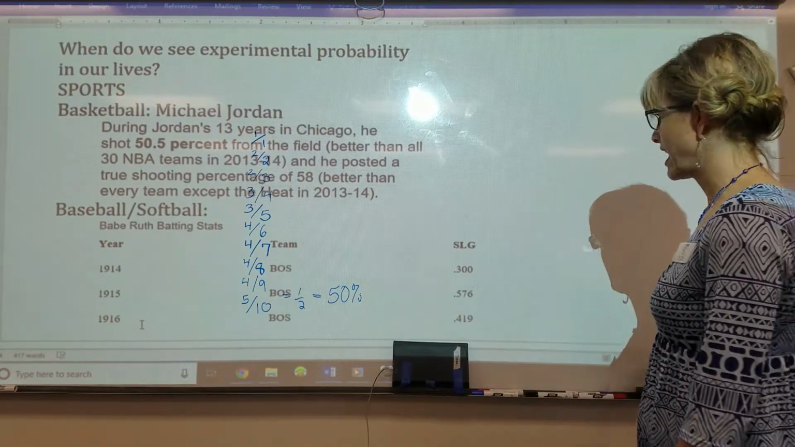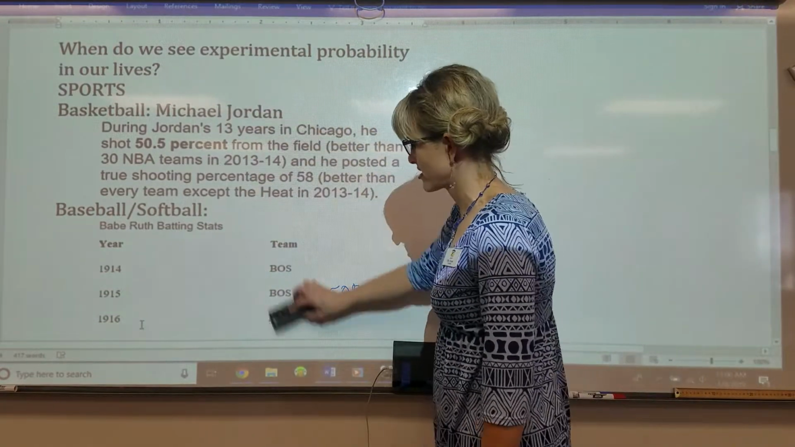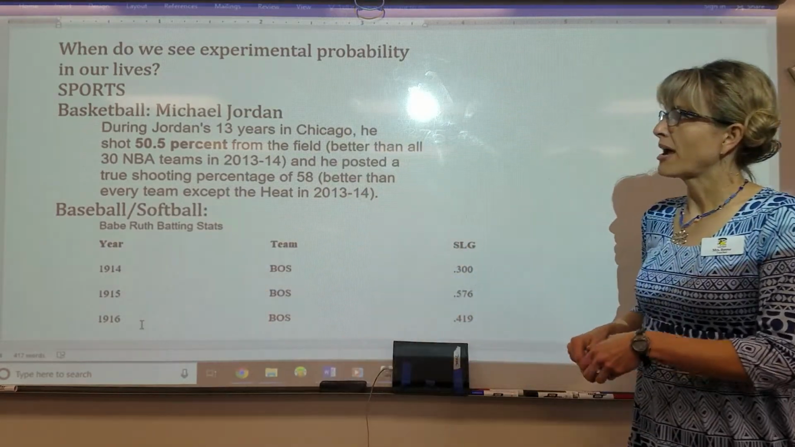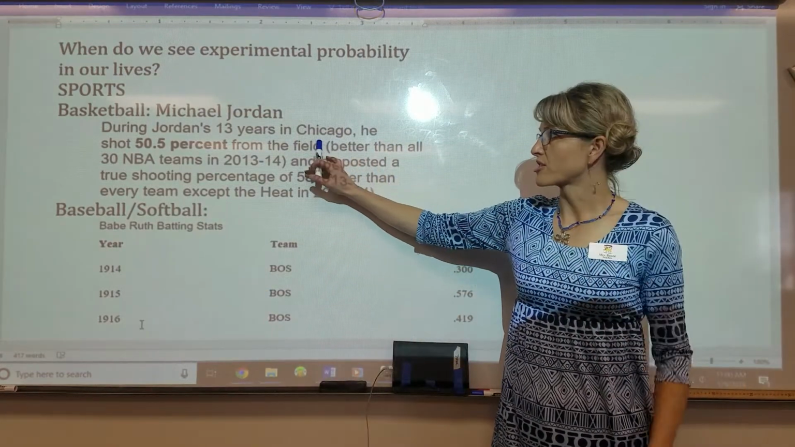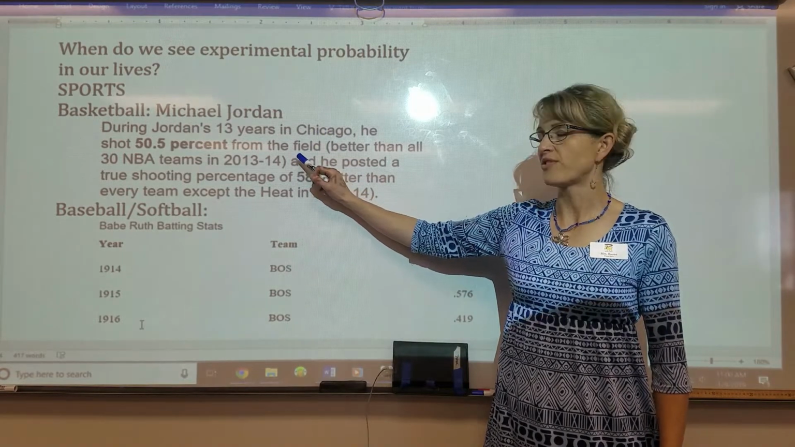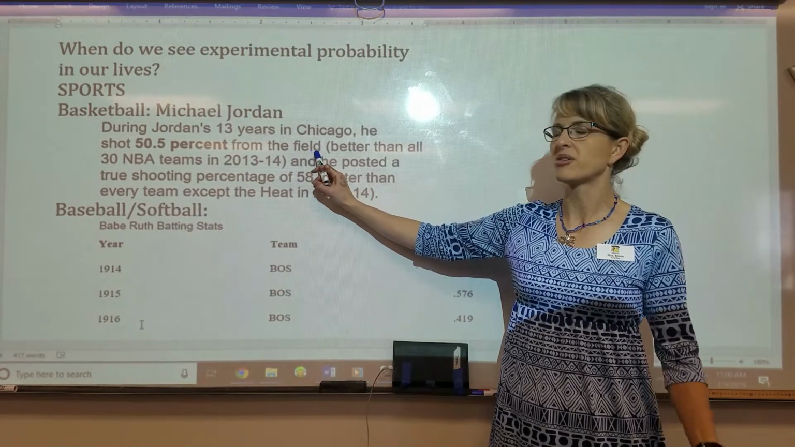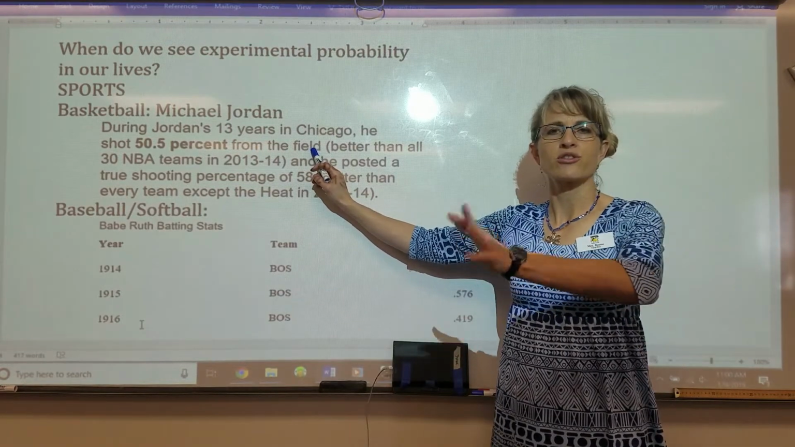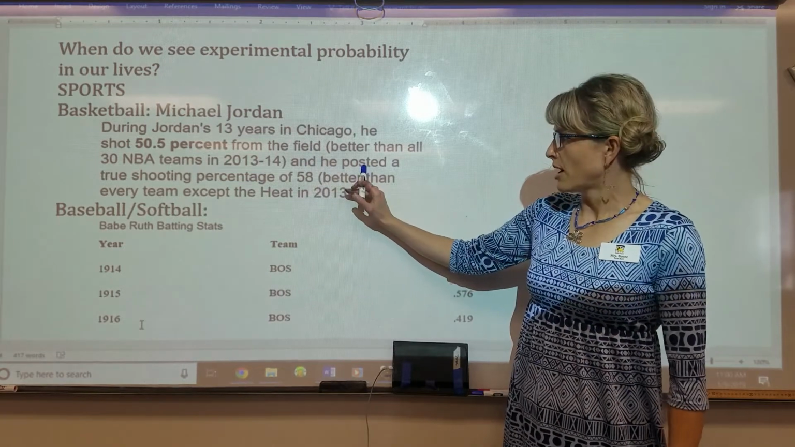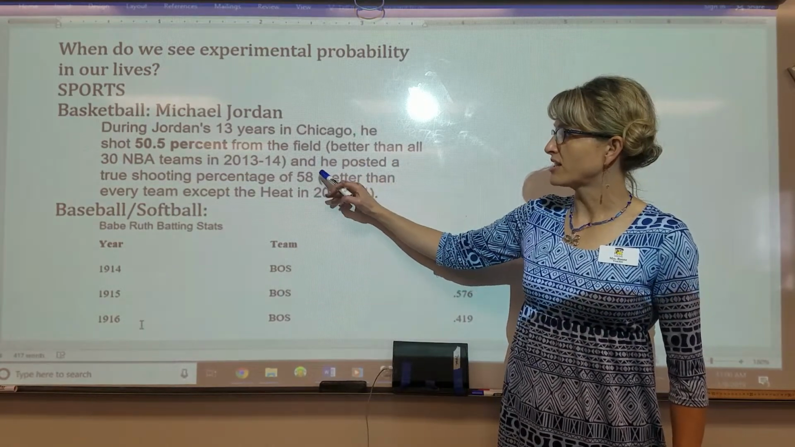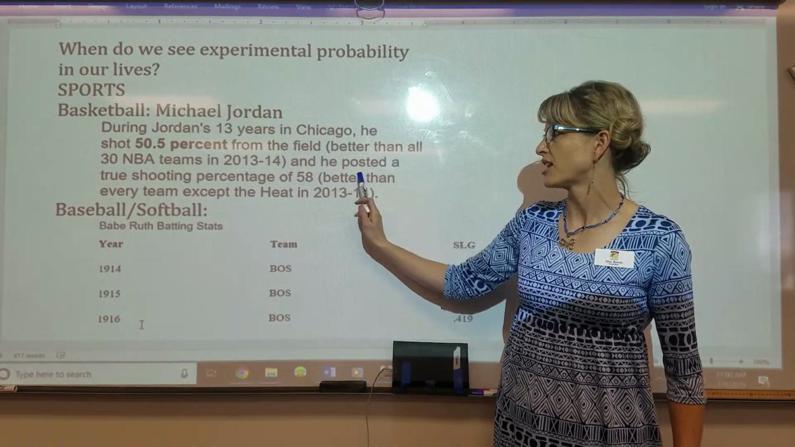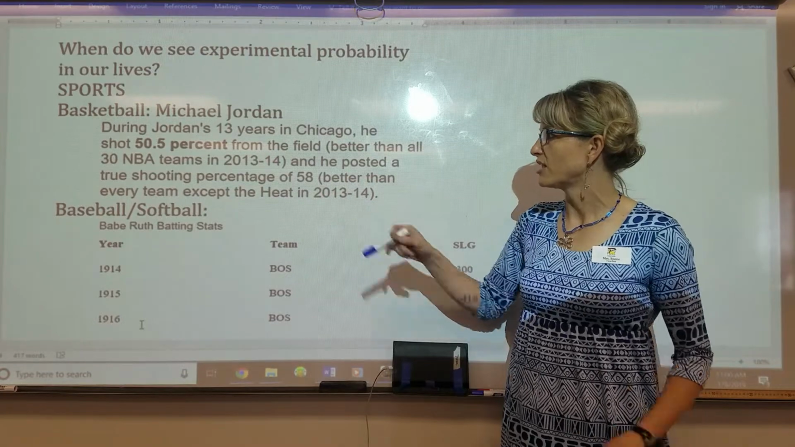Where does this happen in real life? So sports, it happens a lot. It also happens in business and weather and consumerism. So Michael Jordan, he's one of the best basketball players of all time. For 13 years, he played for the Chicago Bulls. He shot 50.5% from the field. That means just anywhere, 2-pointers and 3-pointers. I don't think it counts foul shots, but I'm not sure. Better than all 30 NBA teams in 2013-14, and he posted a true shooting percentage of 58%, better than every team except for the Heat in 2013-14.